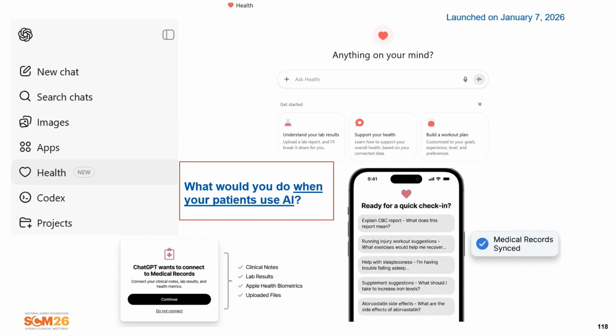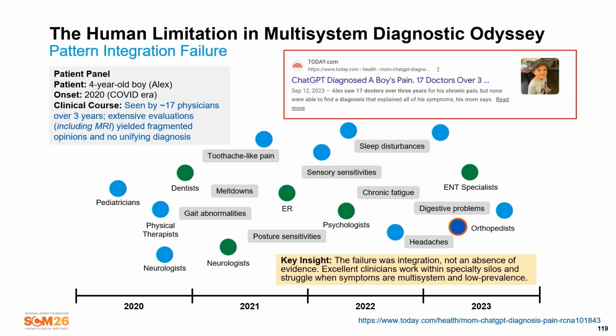Now we know that patients can also access AI. For example, GPT has ChatGPT Health, and Claude also has Claude Health as well. So the patient can integrate the AI into the electronic health record. And then we see there are a lot more questions coming, so we need to be ready to answer or provide care in the new era of AI.